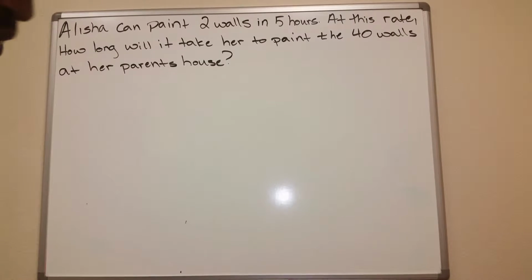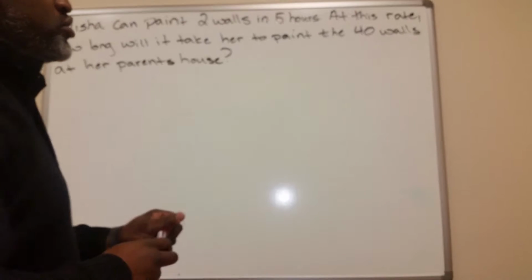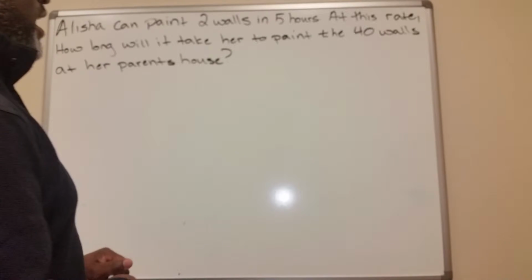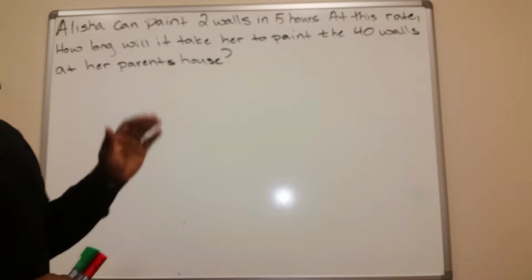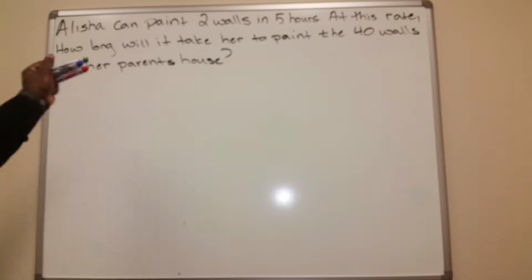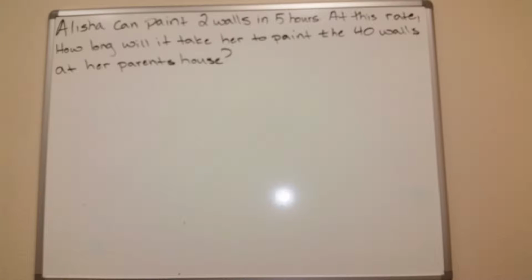Okay, now that you've been introduced to the B.U.C.K. strategy for solving word problems, we're going to use that exact same strategy to create a table to help us solve a word problem. The problem reads, Alicia can paint 2 walls in 5 hours. At this rate, how long will it take her to paint 40 walls at her parents' house?